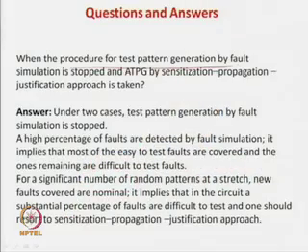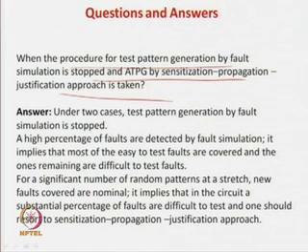The last question is, when is the procedure for test pattern generation by random stopped and the ATPG algorithm by sensitization and propagation taken? That is, we start applying random test patterns and find that 10 faults are detected, the next random pattern 9 faults are detected, we keep on going, and after some time we have to stop. What is the stopping criteria?